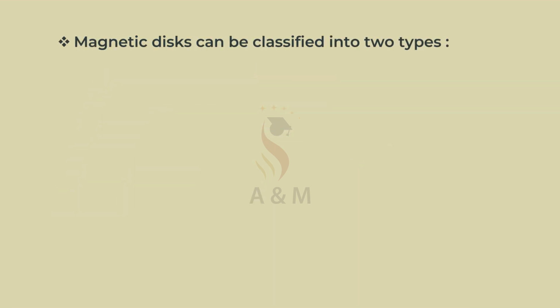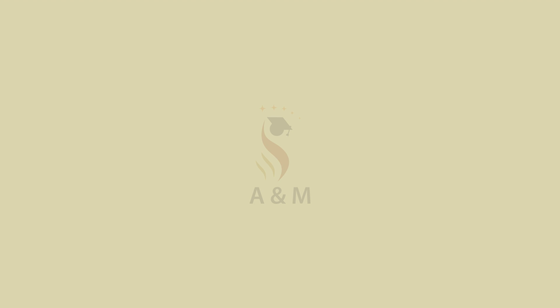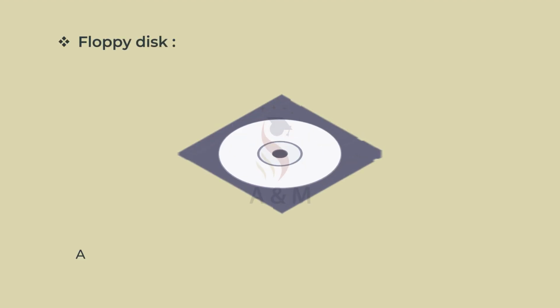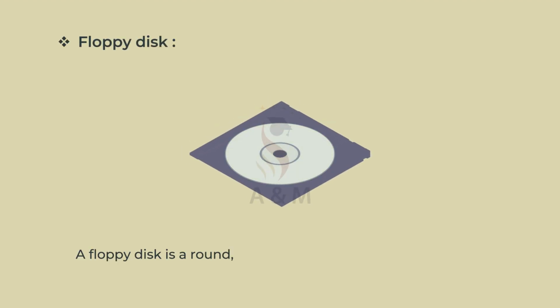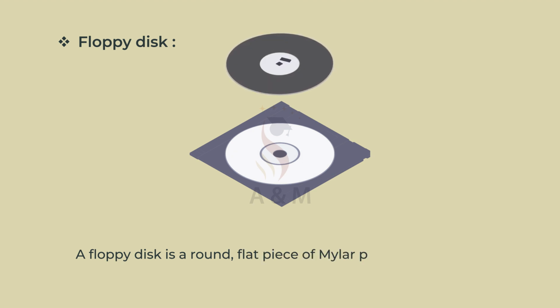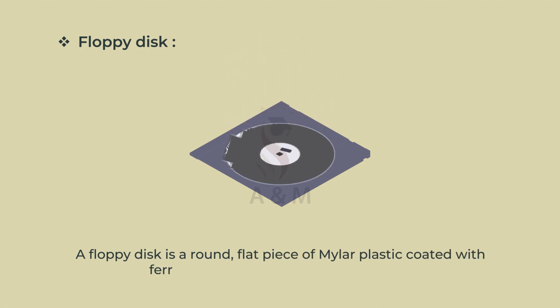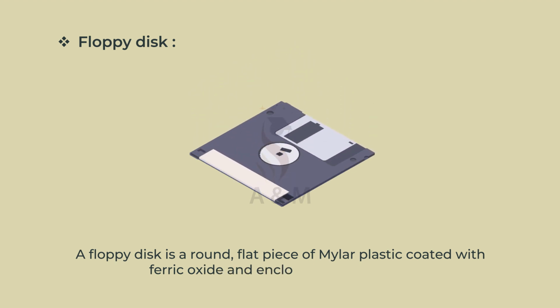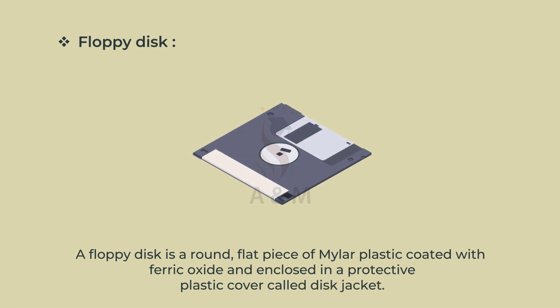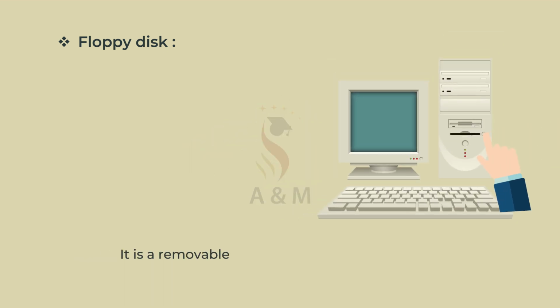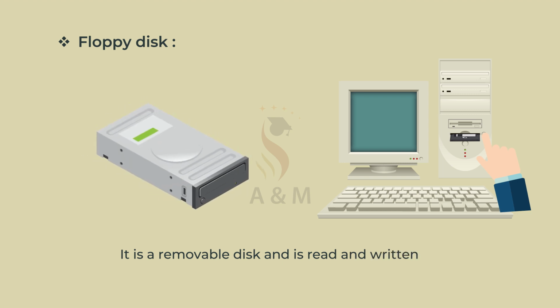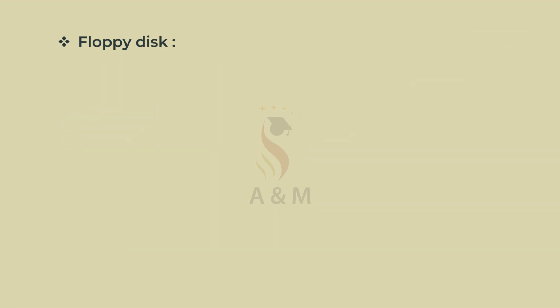Magnetic disks can be classified into two types. First, floppy disk. Second, hard disk. Floppy disk. A floppy disk is a round, flat piece of mylar plastic coated with ferric oxide and enclosed in a protective plastic cover called disk jacket. It is a removable disk and is read and written by a floppy disk drive, that is FDD.